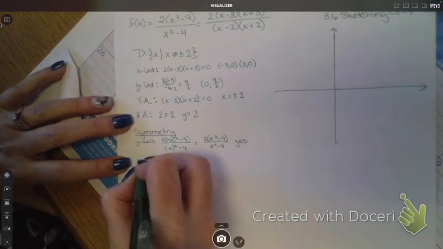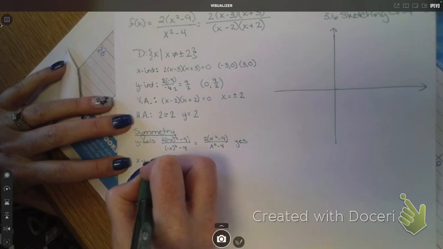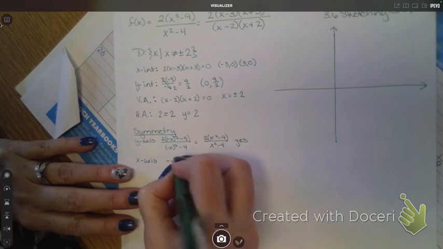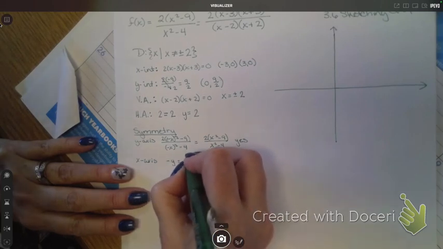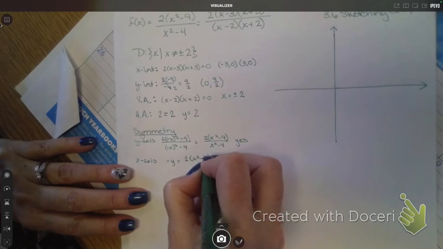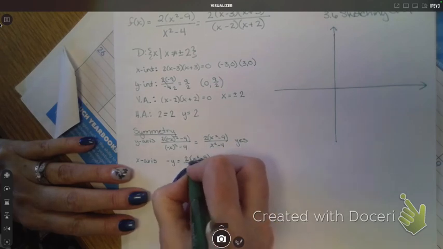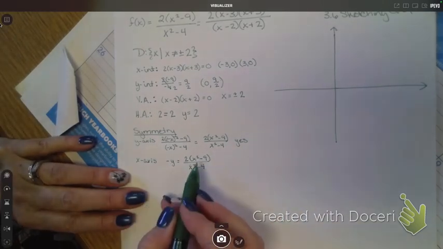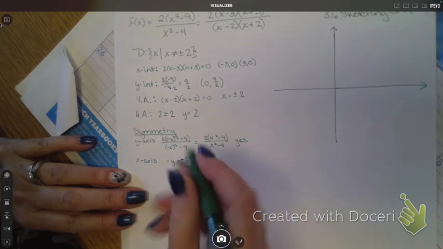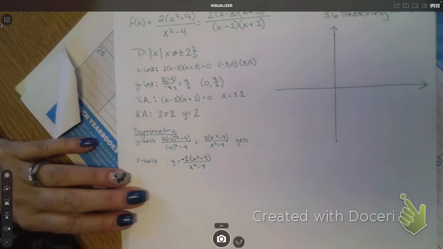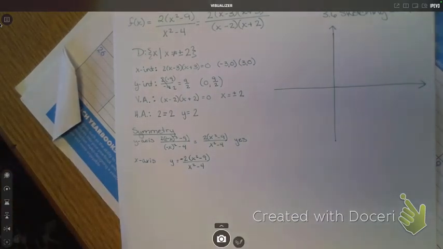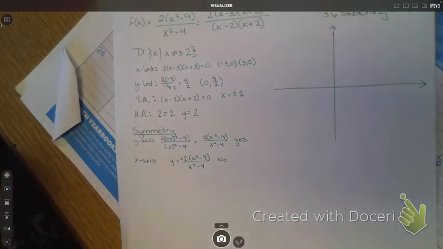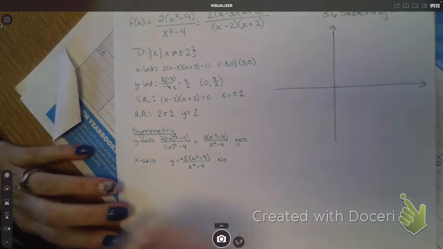So x-axis. It'd be negative y equals 2x squared minus 9 over x squared minus 4. But that negative would have to move to the other side, yes? And it would make this a negative 2. And is that the same? No. So then this is a no. Okay, and if it's not both, it's a no, correct? If it's not both. But we'll do it anyway just so you can see it.